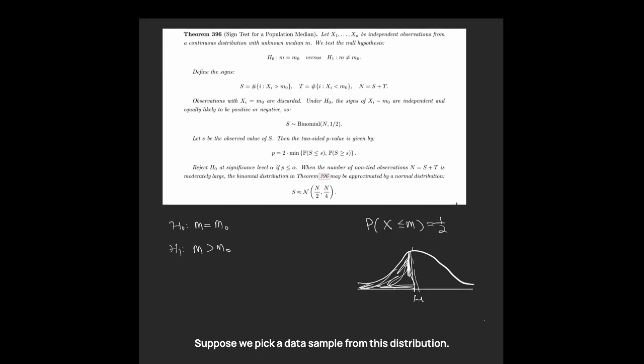Suppose we pick a data sample from this distribution. This is any distribution, right? So we pick a data sample from some unknown distribution, say f, then the probability that this value is lower than the median is exactly equal to half. By definition, the median value is right smack in the middle, so that if we were to pick out a random sample, it can either sit to the left of this median value or to the right of this median value.